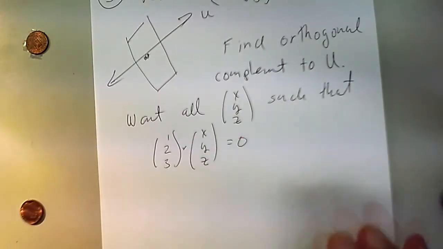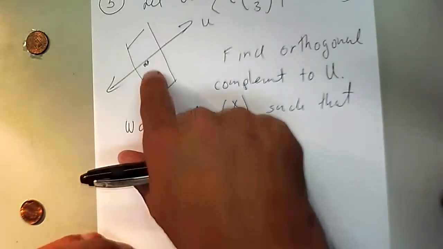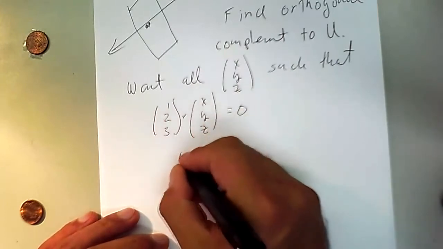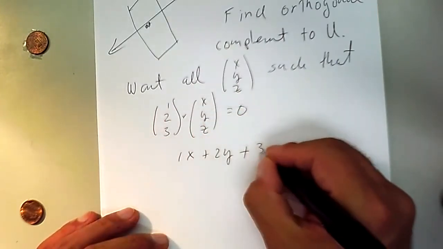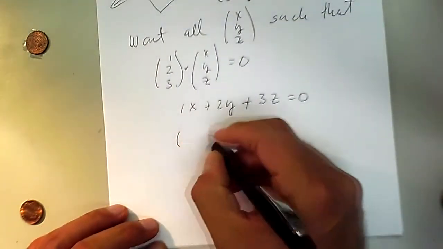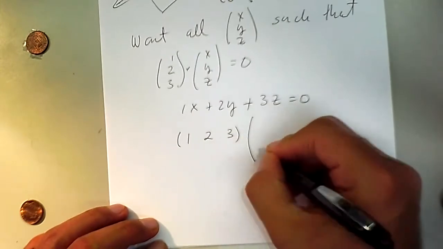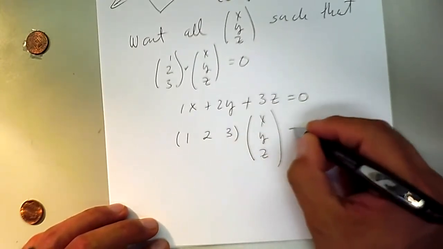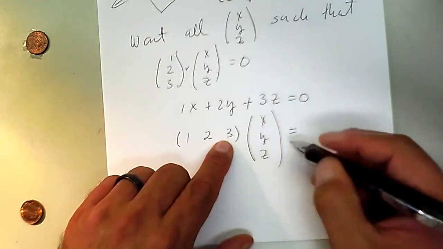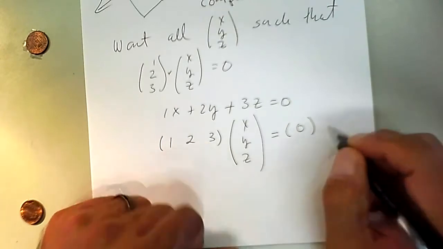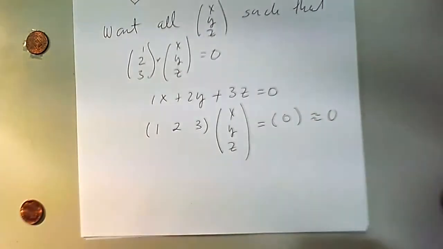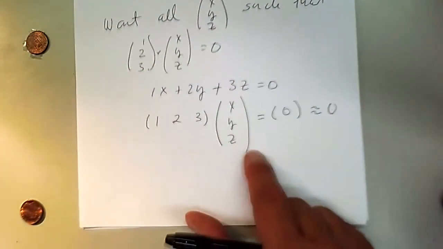That's what orthogonal means. Okay, so we want all the vectors that are orthogonal to this direction. And the direction is given by 1, 2, 3. Well, that means that 1x plus 2y plus 3z is equal to 0. Now we can rewrite this as a matrix equation. 1, 2, 3, times x, y, z equals, so this is a 1 by 3, this is a 3 by 1. So the answer is going to be 1 by 1. Okay, so we end up with 0. Although we identify this with 0, I did not put an equal sign, mind, because this is a multiplication of matrices.